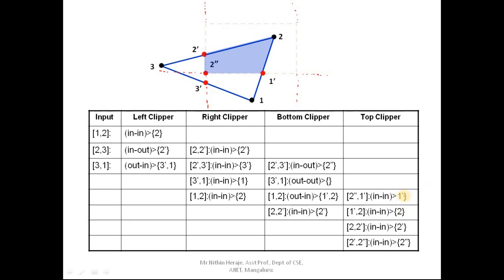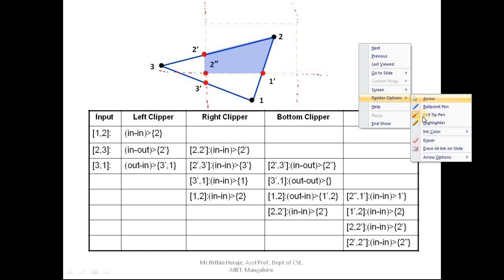Okay, and the final edges are 1 dash right here, 2 over here, 2 dash over here, and 2 double dash over here. If you join all these, you will get the clipped polygon, that is this region, this particular region we highlighted with blue is the clipped polygon. Okay, hope you understood this.